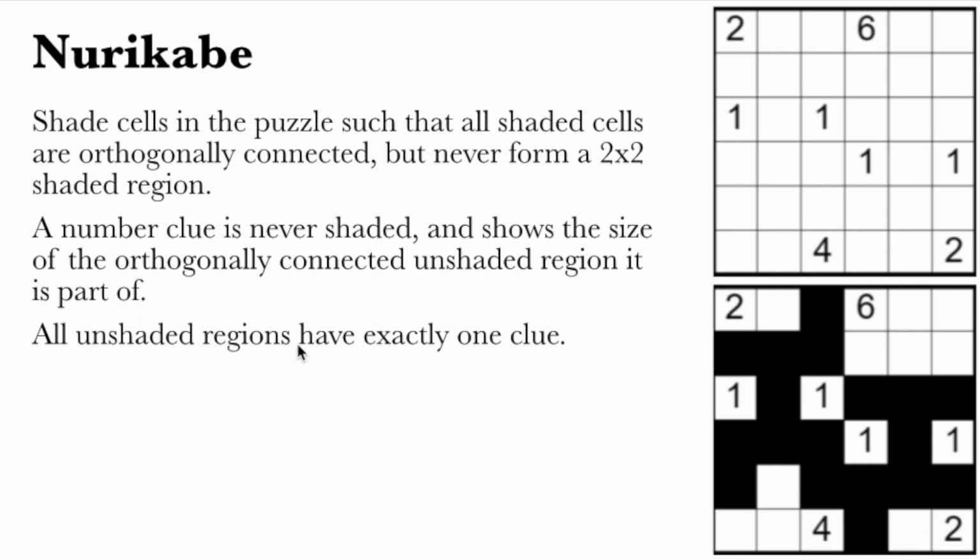All unshaded regions have exactly one clue. That means we can't have an extra region. We couldn't surround this white square here with shaded cells all around here because that would be illegal. And also we can't have two, this example, it would be impossible anyway, but let's say these were both 4s, they couldn't be part of the same 4-cell region because it's exactly one clue.